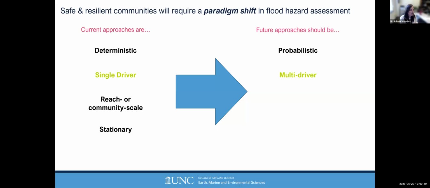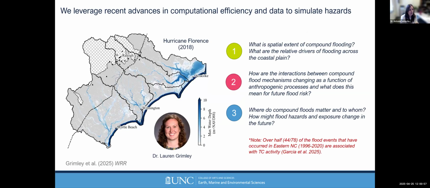They should consider multiple drivers of flooding. They should be conducted at the impact scale, and they should consider non-stationarity. And so I just wanted to provide one example of work that's going on in my lab where we've been trying to take on that sort of future approach to assess flooding from tropical cyclone related hazards.